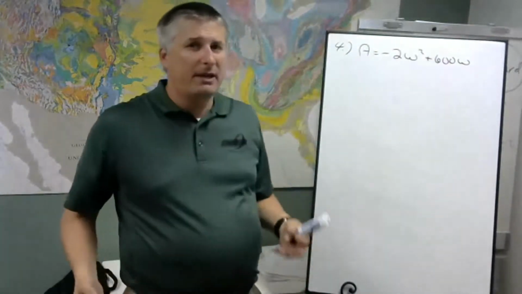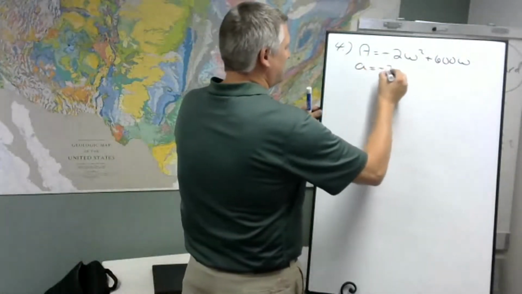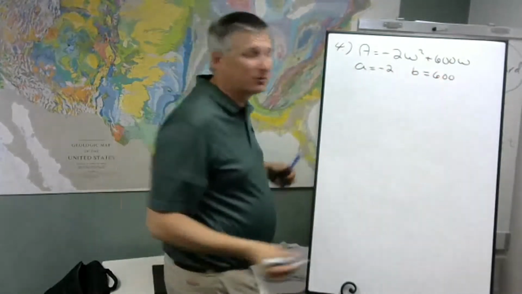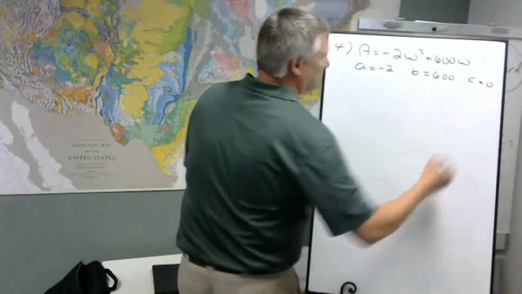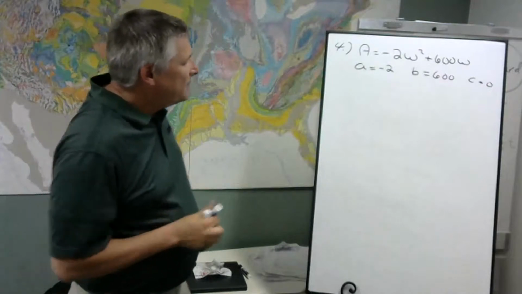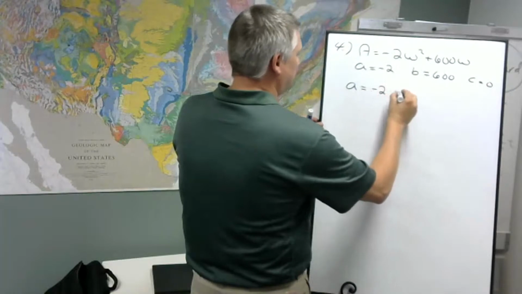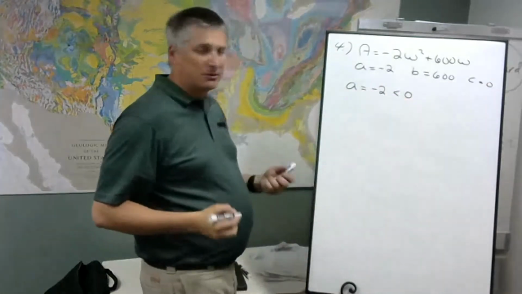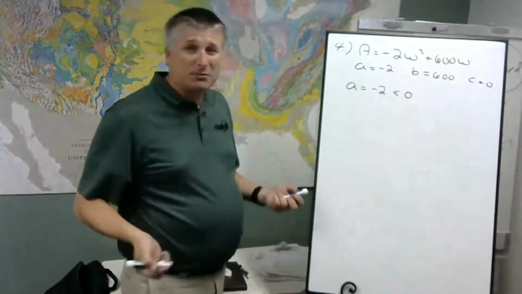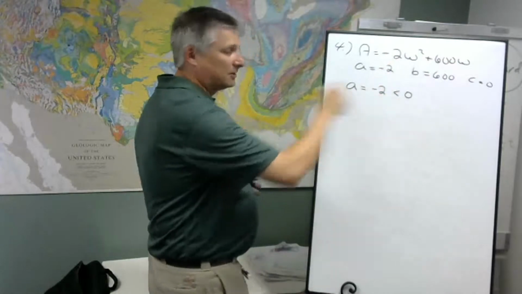Now let's break this down into A, B, and C. So A is -2, B is 600, and this one doesn't have a constant term. C is 0. So what this is, note that A is -2, so it's less than 0. Notice W squared and W, this means we have a parabola. A is -2, it's less than 0.